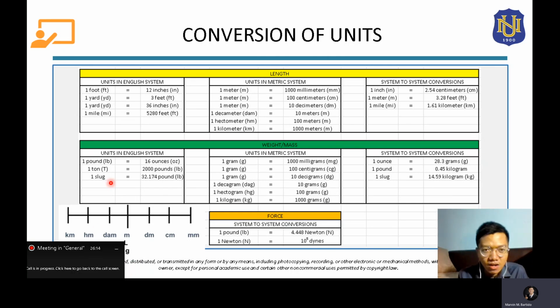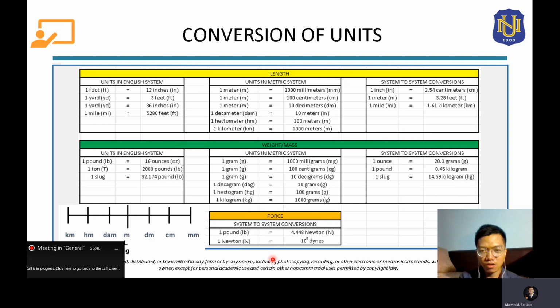Okay. Now, for weight, you have to memorize that 1 pound is equal to 16 ounces, 1 ton is equal to 2,000 pounds, and 1 slug is equal to 32.174 pounds. Now for the third table, for weight or mass, 1 ounce is equal to 28.3 grams, 1 pound is equal to 0.45 kilogram, 1 slug is equal to 14.59 kilogram.